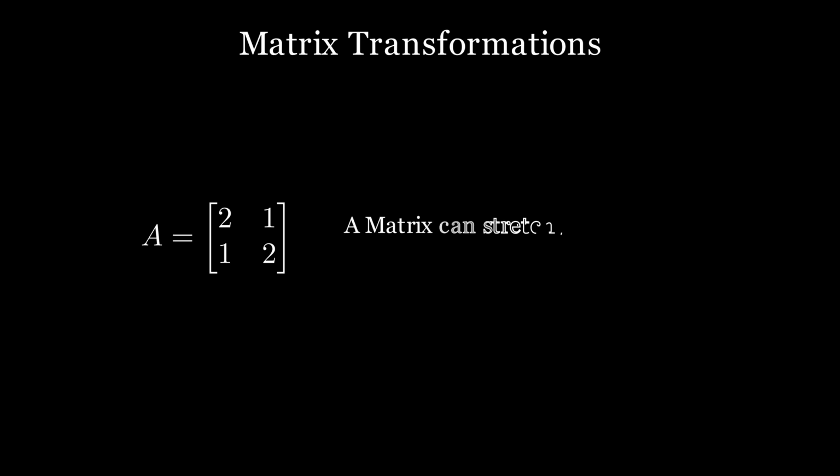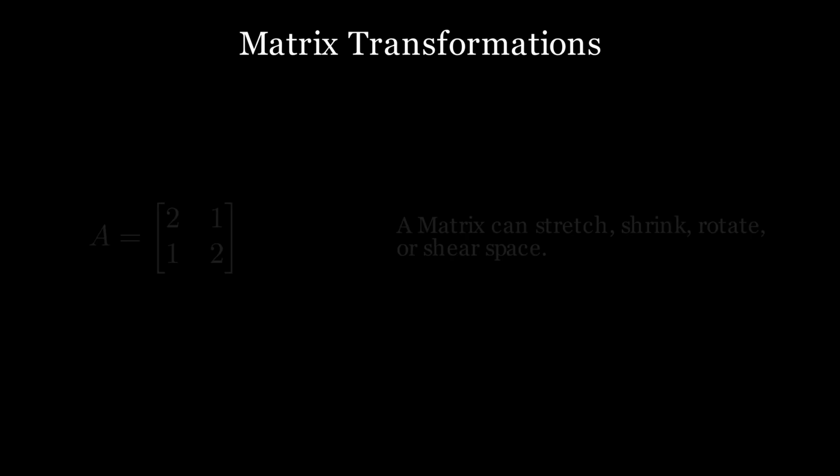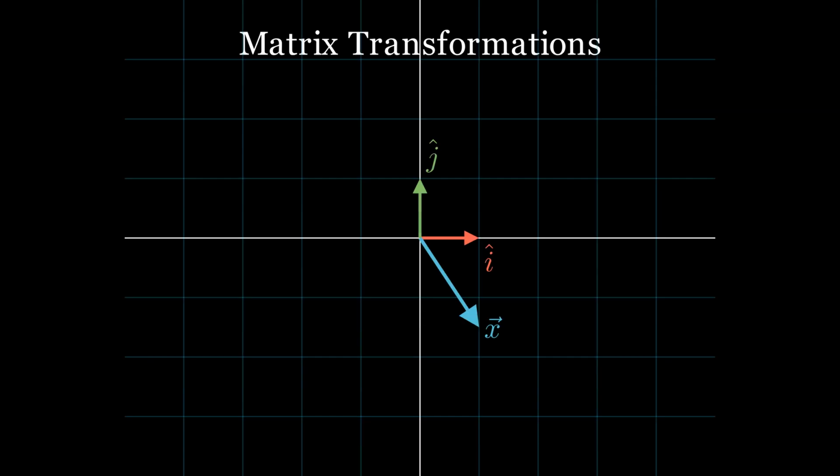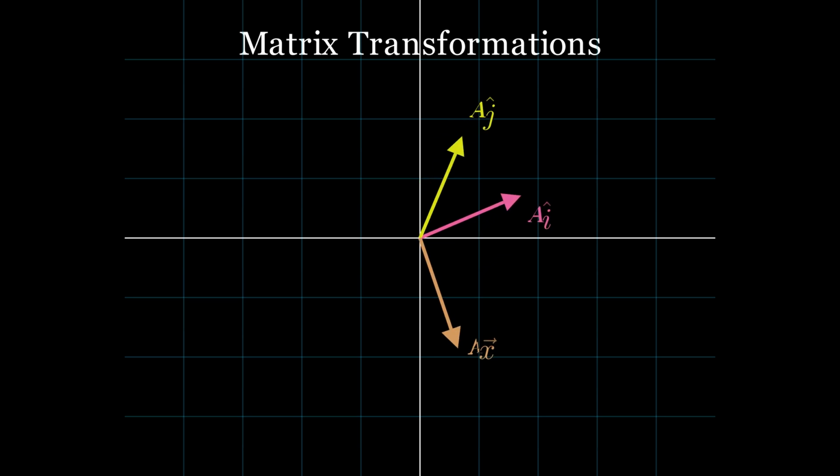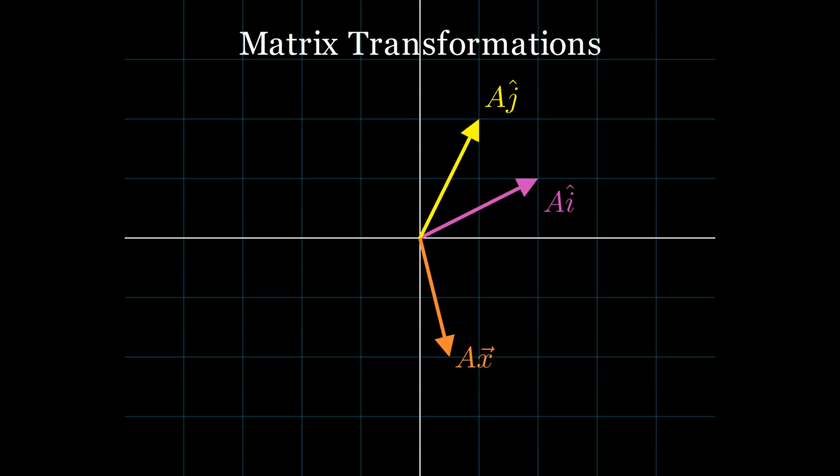In math, especially linear algebra, we use matrices to describe transformations like stretching, squeezing, or rotating things. Let's take this matrix, A, as an example. Watch what happens when we apply matrix A to the standard basis vectors and another vector x. Their directions and lengths change.